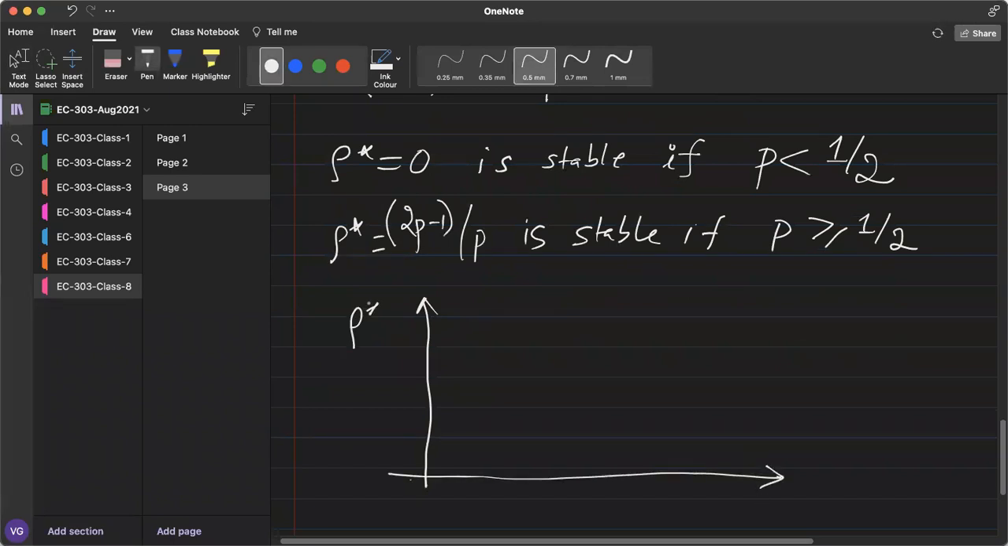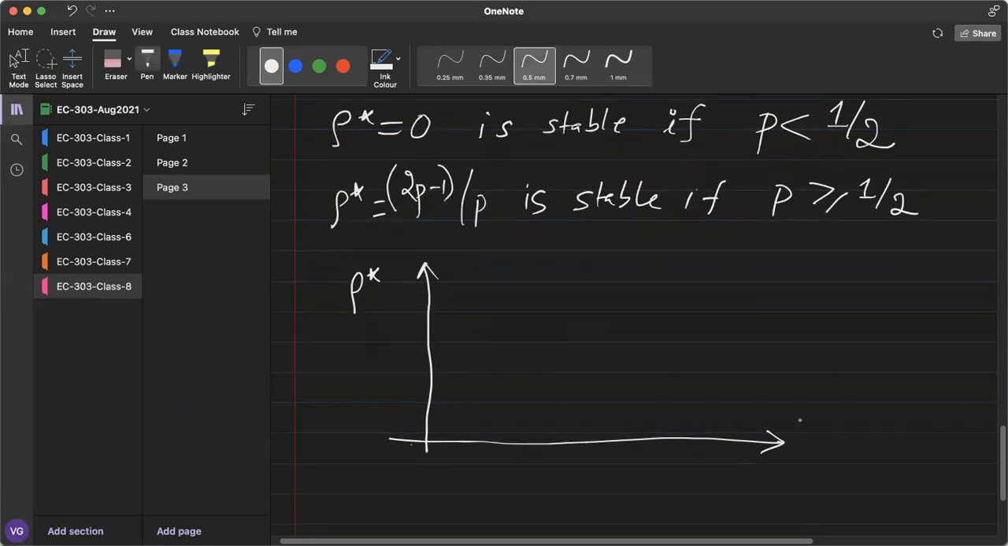So rho star, this is p. Okay. So you have, what's the maximum value of p, by the way? Being a probability, it is 1, and then you have half. Okay. So between 0 and half, what happens? What's the stable state? So stable state will be 0. Extinction is the stable equilibrium. And after that, it becomes unstable equilibrium.